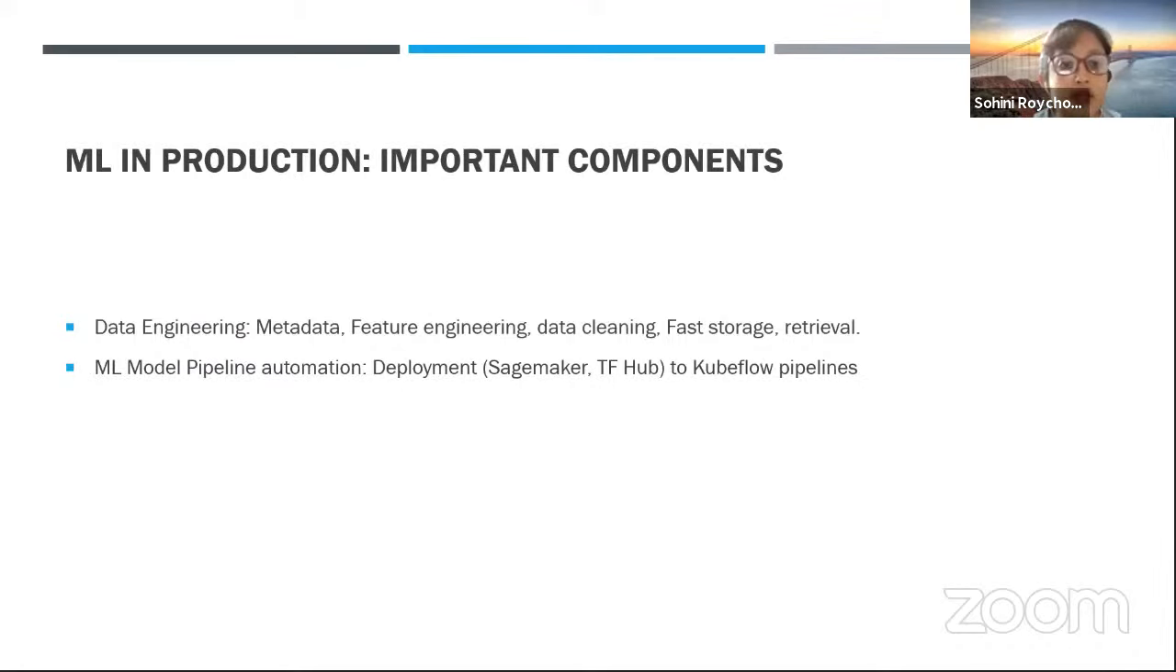Then there is ML model pipeline automation. So the deployment, doing that continuously. And this is where Kubeflow pipelines with SageMaker or TensorFlow Hub deployments are extremely useful. Google's Vertex AI is able to do that. Amazon SageMaker is also able to do that with Kubeflow pipeline automations.